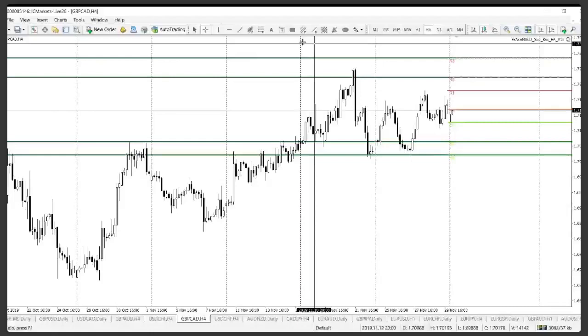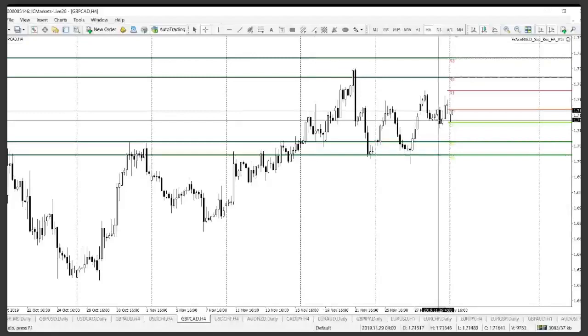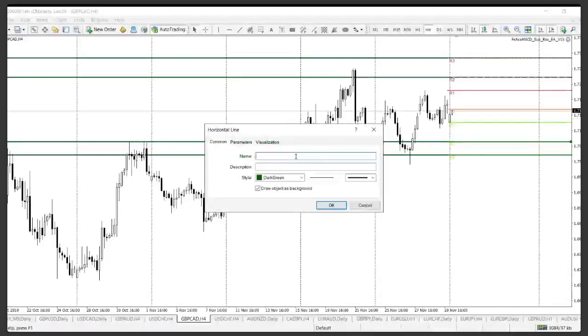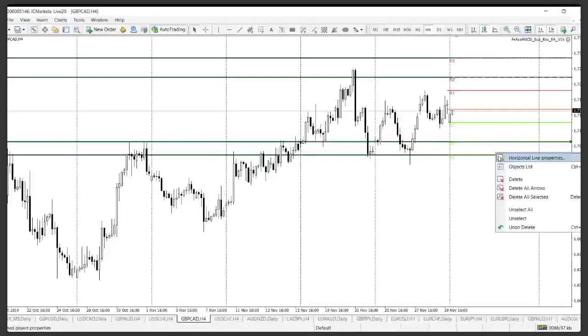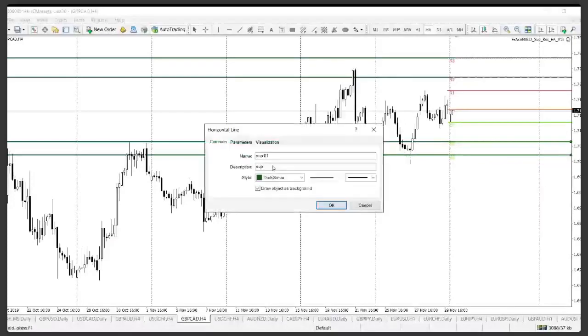Okay, so I'm just going to label these lines. Bottom line is SUP. The S3 line is going to be SUP01. Top lines: R2 is going to be RES, and R3 is going to be RES01. Do not take these lines off the charts. Just simply leave it like that.